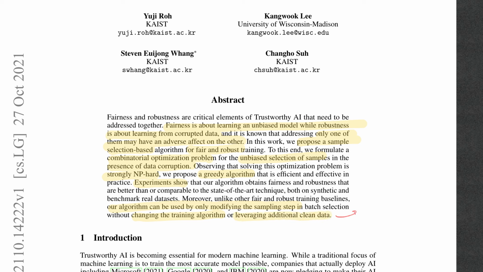This part becomes important when it comes to comparisons with the approach called FR-Train, which requires access to an additional held-out validation set, which is clean. So that is why this component is also very important in the abstract.